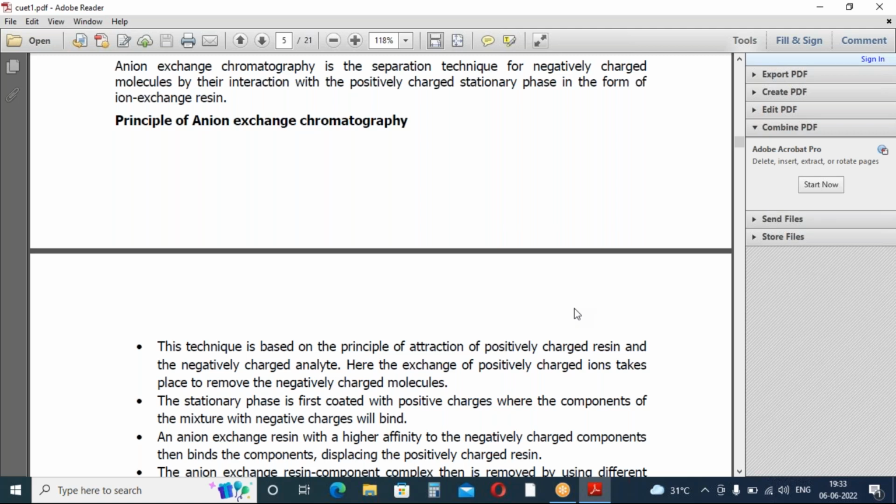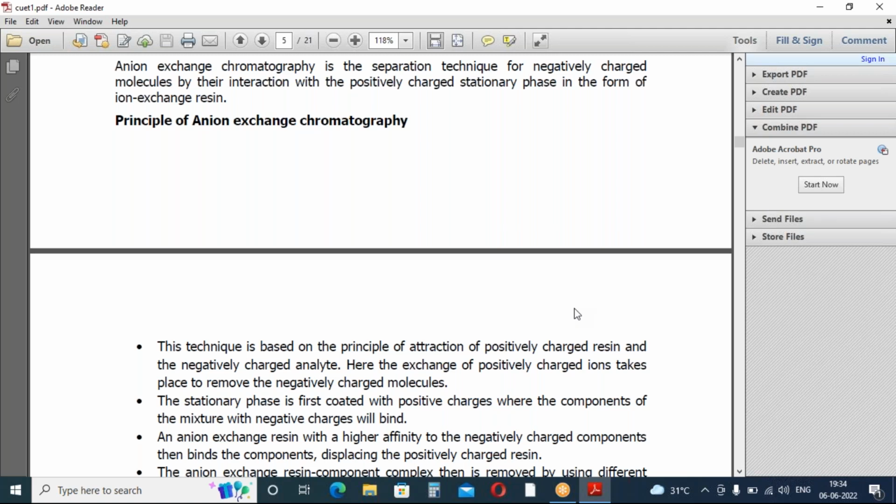Okay, and that is mainly used for the separation of negatively charged molecules. It is based on the principle of attraction of positively charged resin and negatively charged analyte. You have to remember these words. The positively charged stationary phase is called the resin, whereas the molecules being separated are called the analytes. The negatively charged analytes.